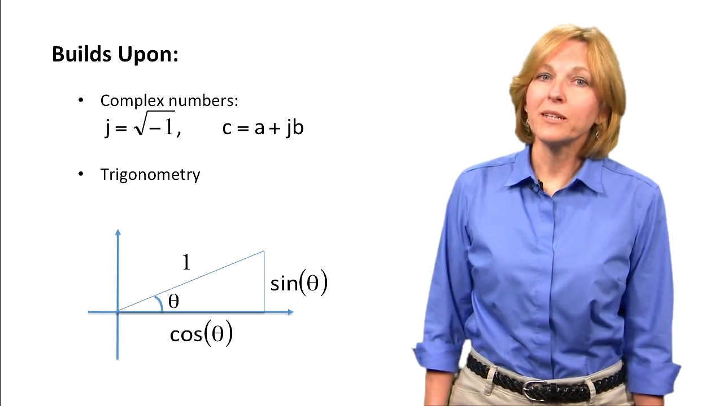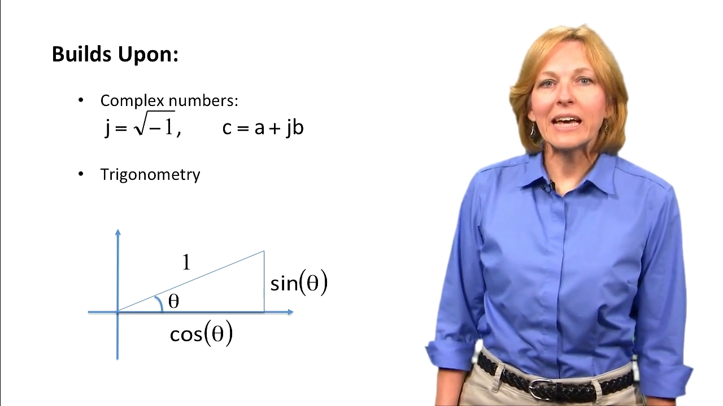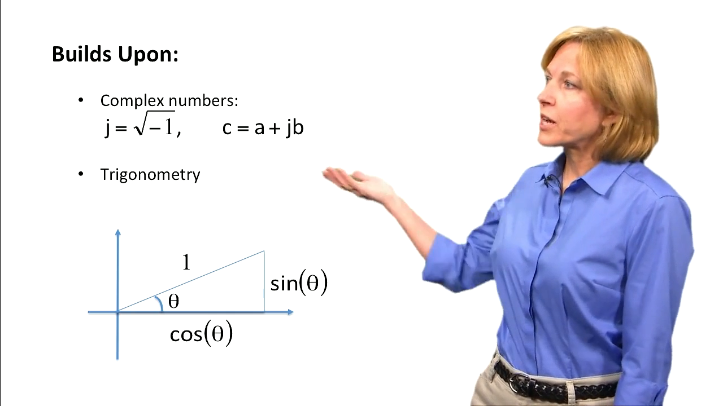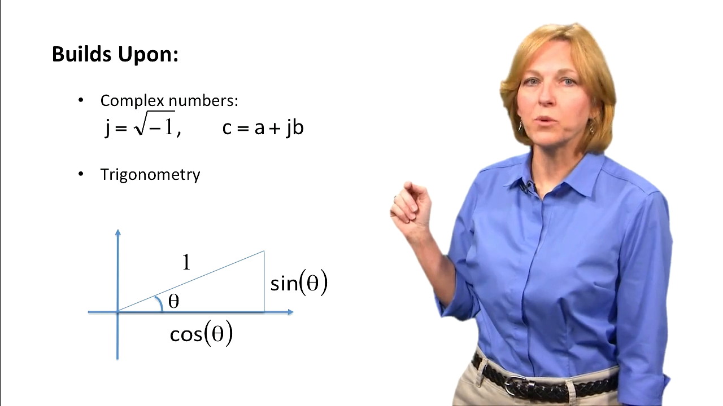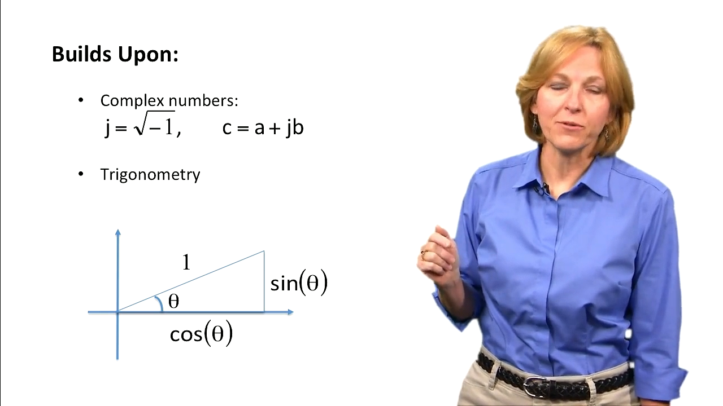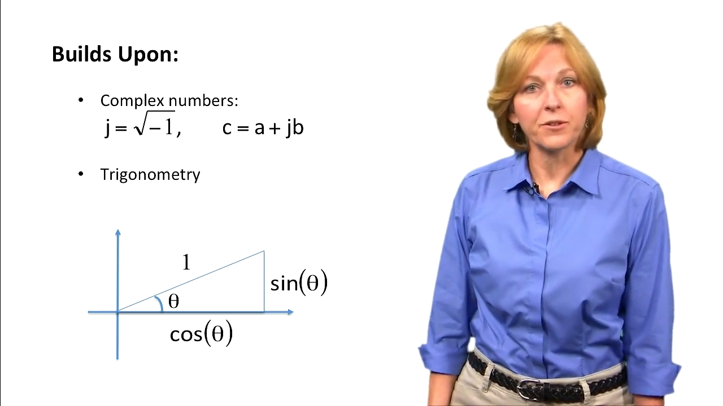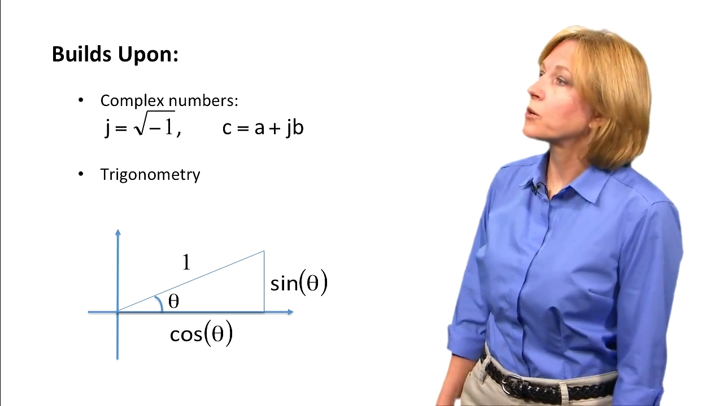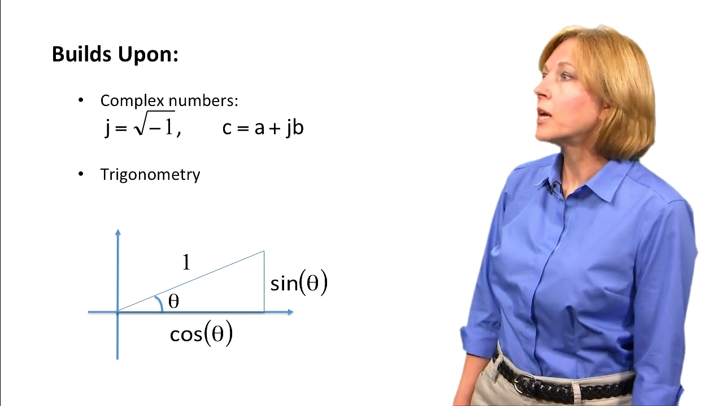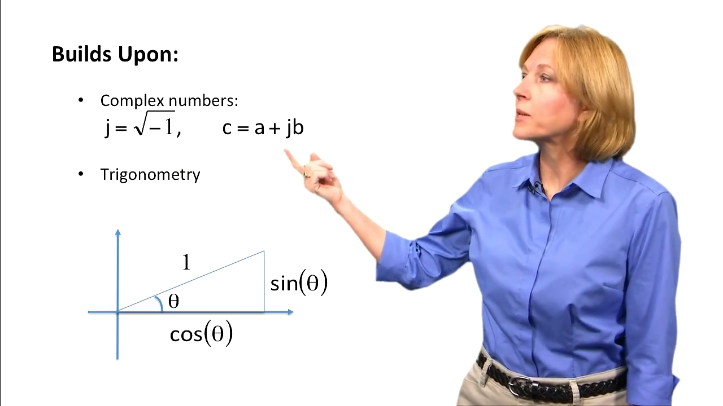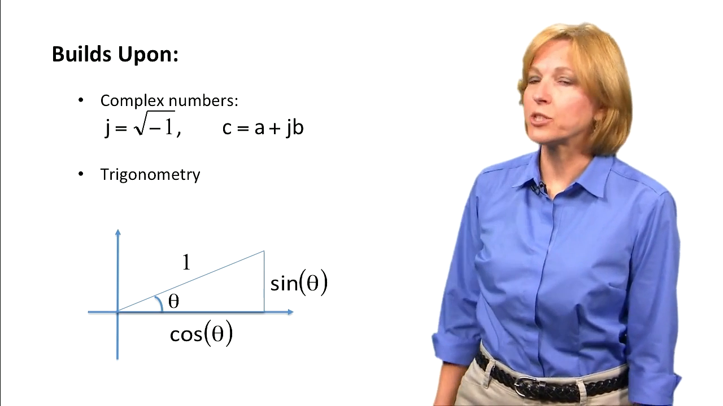We're going to be building on some things that you probably had many years ago, and that is complex numbers. Starting out, we're going to define the imaginary number as the square root of -1. Now, you've probably seen it as i before. i is equal to the square root of -1. Well, in electrical engineering, we use i for a different reason. We use it for current. So we use j to represent that imaginary number. We also will be looking at complex numbers, where a is the real part and b is the imaginary part.